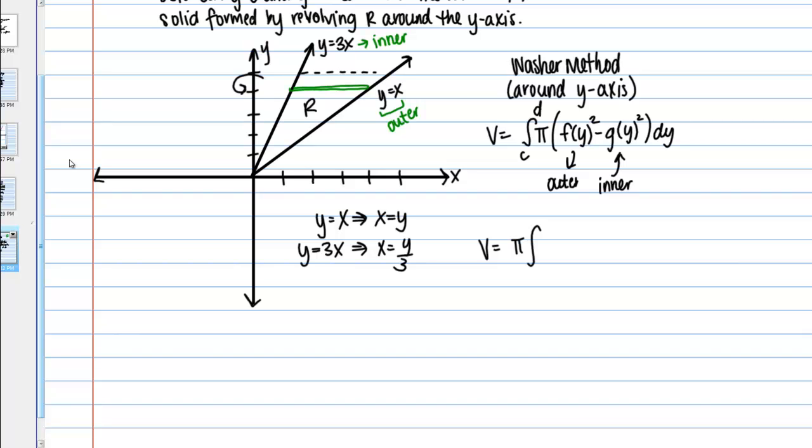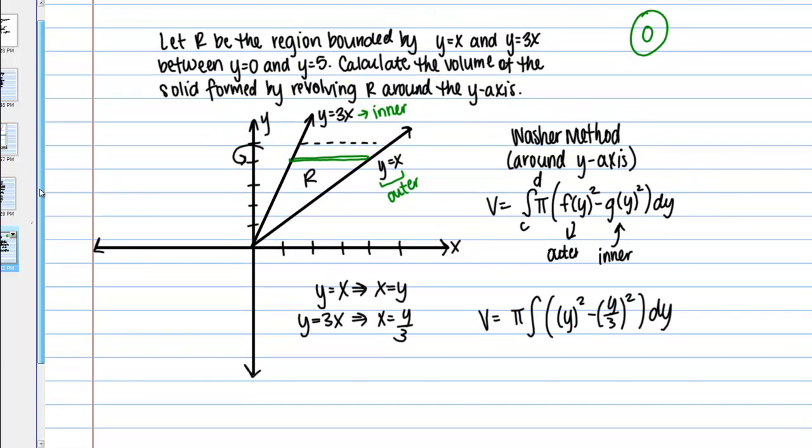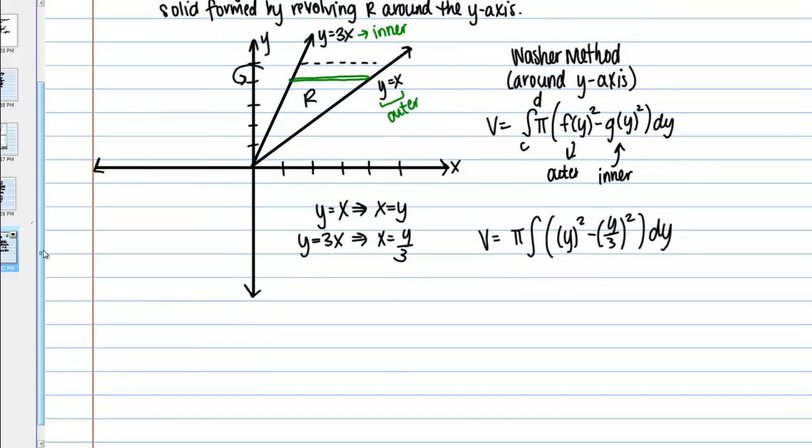So now that I have these, I can go ahead and plug them into my formula. So I've put the pi out front. We'll put the bounds on in a second. So my outer function was y equals x, we said, and I'm just going to use the rewritten form of it, in terms of y. So this is going to be y quantity squared minus the inner one, which is y over 3, and square that quantity as well, dy. And my bounds need to be y values, and I'm told my region goes between y equals 0 and y equals 5.